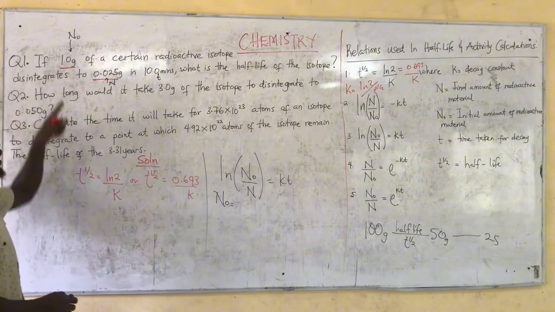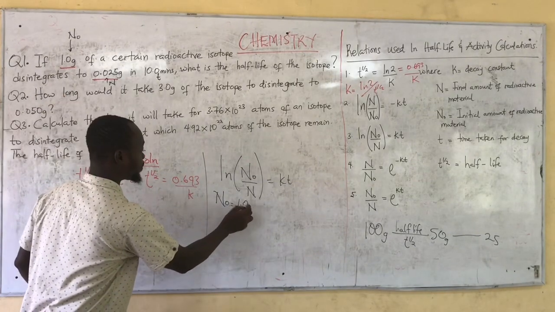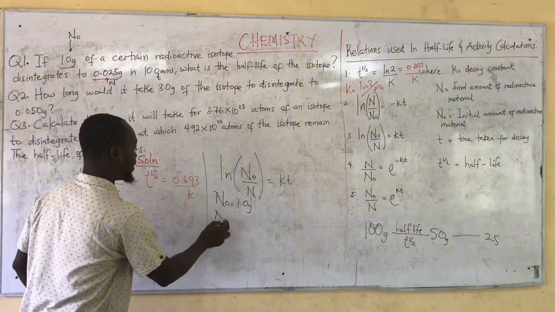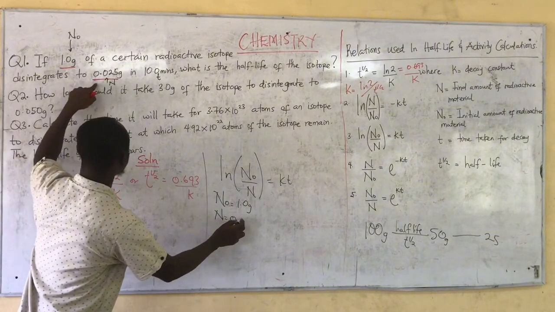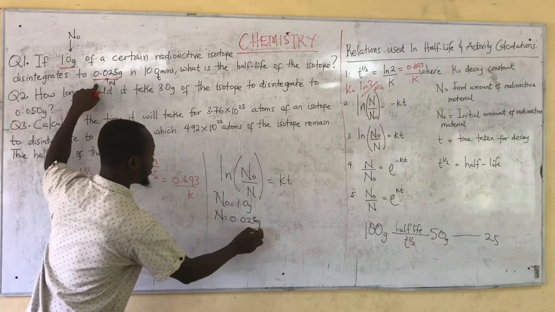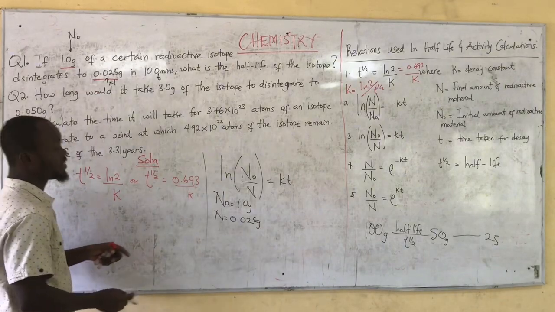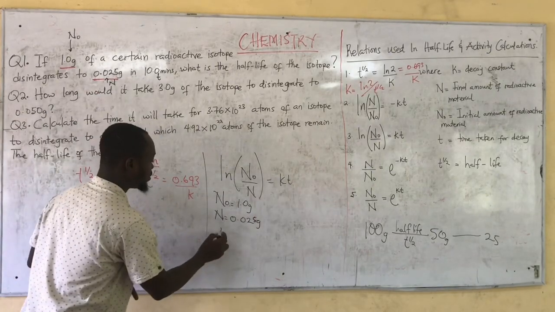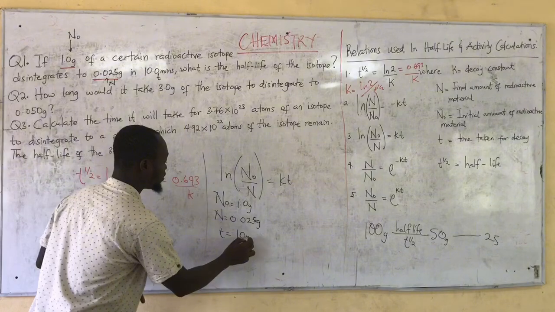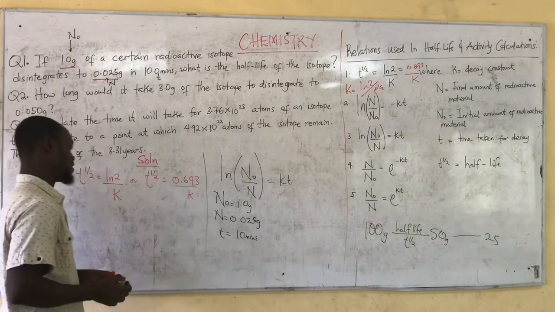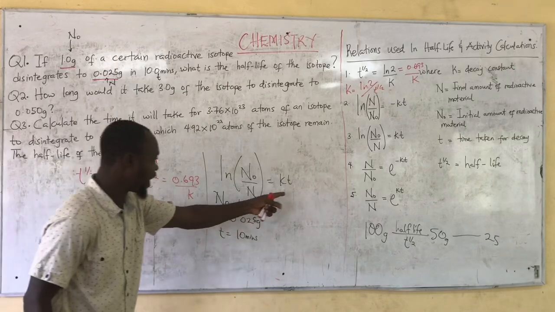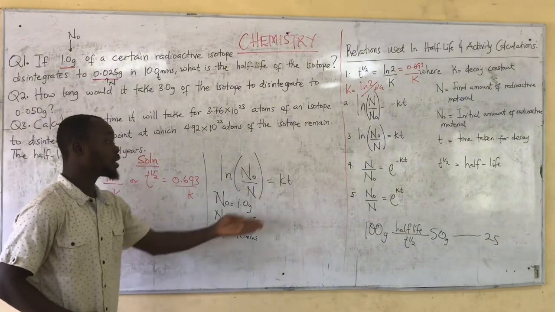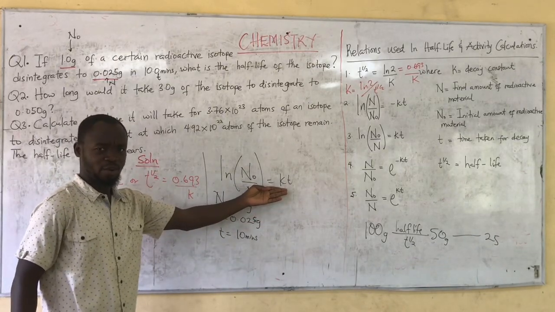Now, what is our N naught in the question? In the question, our N naught is 1.0 gram. What is our N? Our N is given as 0.025 grams. And then what about our T? We have our T to be equal to 10 minutes. Is that okay? So we have N naught, we have N, and then we have T. It means that we can calculate for what? K. Do you get the point here?